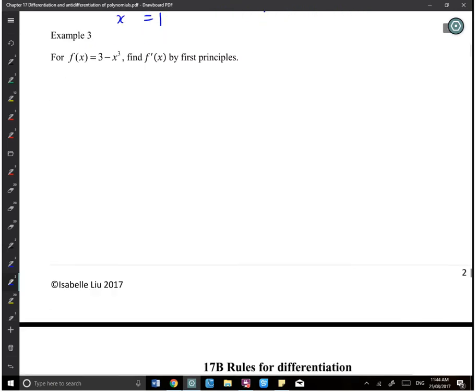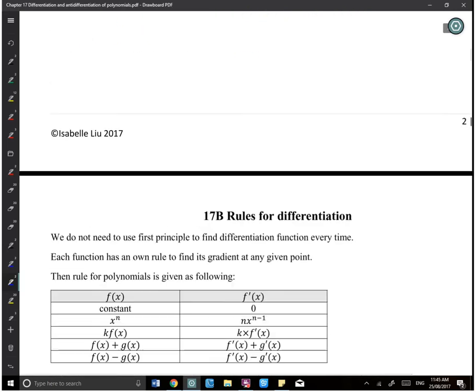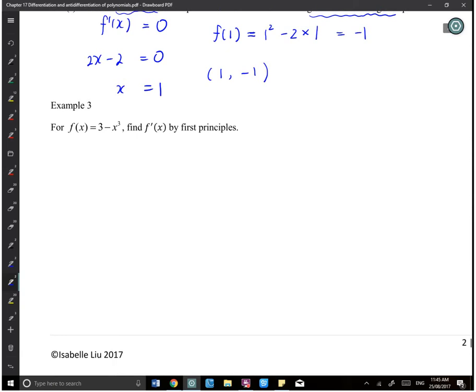Okay, you know the rule in part B, right? How do we do the derivative? Constant is just a 0. Bring the power down, that's a negative 3. Reduce the power by 1, that's a 2. So it's negative 3x squared should be your final answer. But you can't use that directly. You need to use first principle.